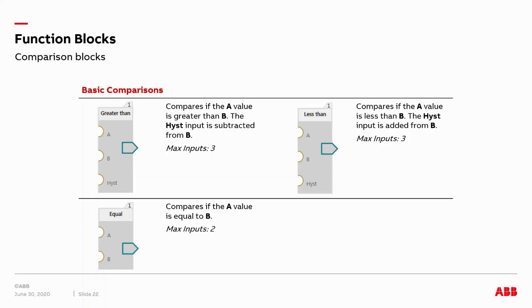And then equal just compares that the 2 values are equal. That would be another one that would be nice to have a hysteresis added. I've had that a couple times where it's needed. But ultimately, if you need something like that, you just add an add block before A or B, or a subtract block if that's something that you need.